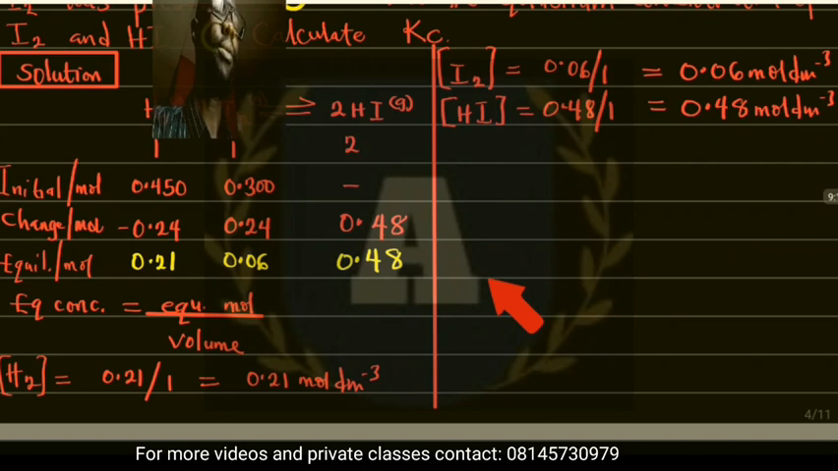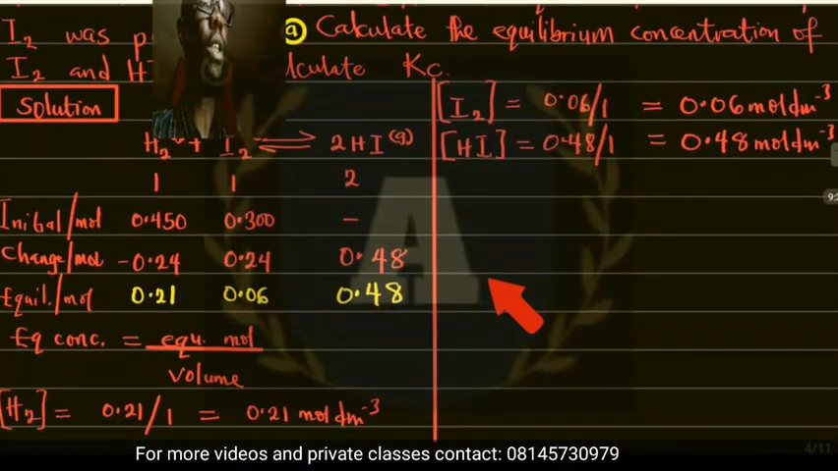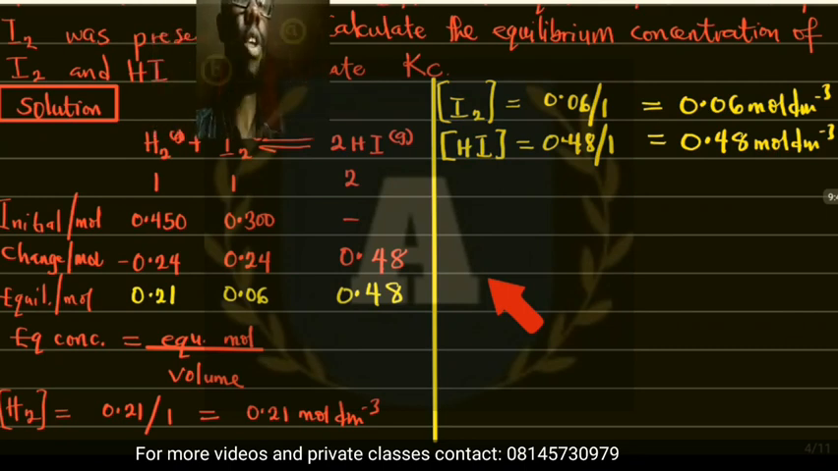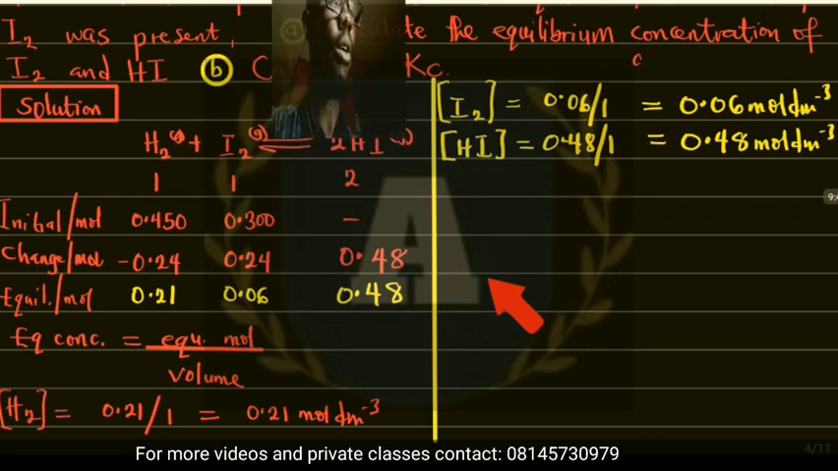So now after we've gotten the equilibrium concentrations, in the question we are asked to find the equilibrium concentration of iodine, which is this, and for hydrogen iodide, which we've also done, and this is it here. That is the first part of the question, the A part. Now the B part, we are asked to calculate the equilibrium constant Kc. So how do we do that?